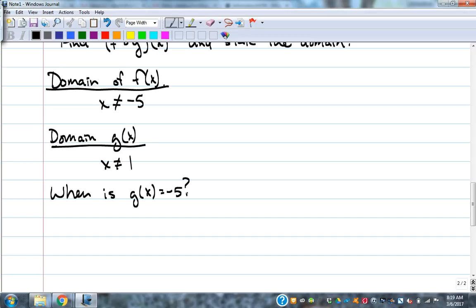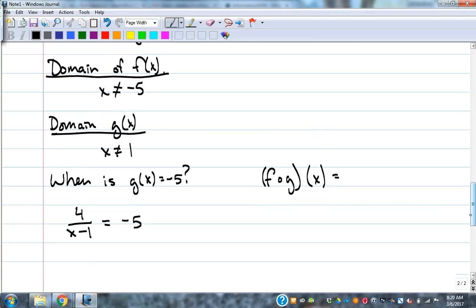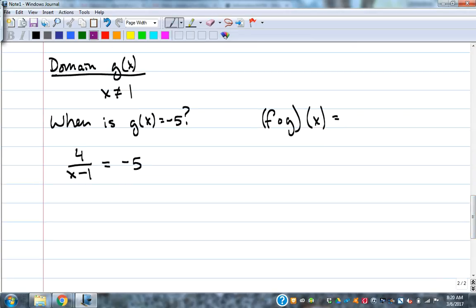Because remember, we're doing the function composition, f composed with g. You're replacing x in the f function with the whole g of x function. So g of x, that whole function, is now the x part of f of x. So we need to know when that's happening. So g of x was 4 over x minus 1. When is that equal to -5? So this is similar to what we were doing in the last chapter when we were talking about crossing the x-axis, or crossing the asymptote of a rational function. So we can solve this. We know how. How do you solve that?